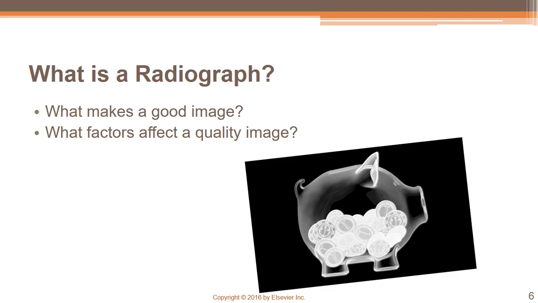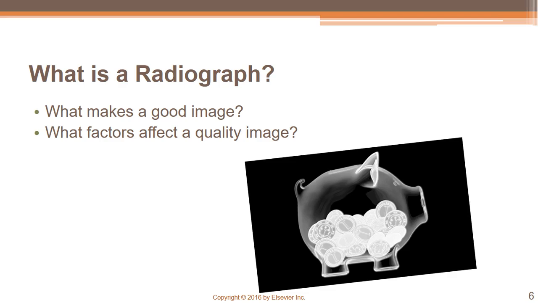This is a real ceramic pig that was x-rayed with some coins in there so that you can see what it looks like on the inside. So the terms that you'll hear me talk about in this particular chapter: if differential absorption produces the image, then that image should be representative of the anatomical part. Is that true? Yes.